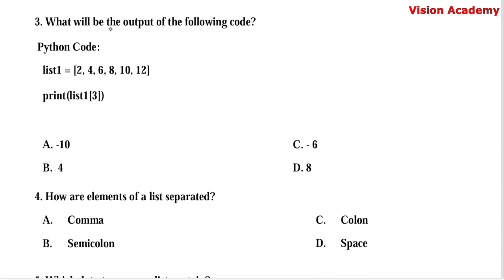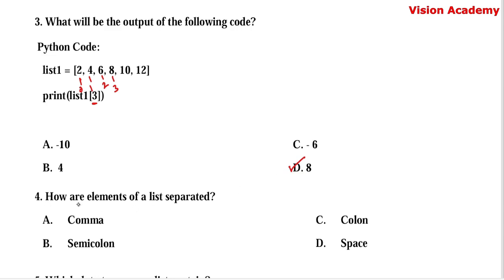Question number 3. What will be the output of the following code? Python code: list1 = [2, 4, 6, 8, 10, 12]. Print list1[3]. Here the options are A -10, B 4, C -6, D 8. Here you can observe list1[3]: index number 0 consists of 2, 1 consists of 4, 2 consists of 6, and 3 consists of 8. They have asked for index number 3 whose value is 8, hence option D, 8, is the right answer.